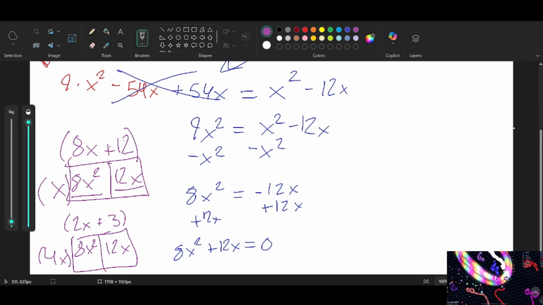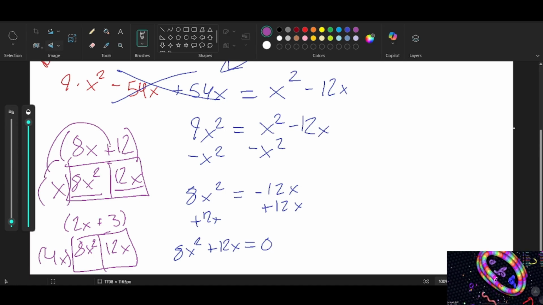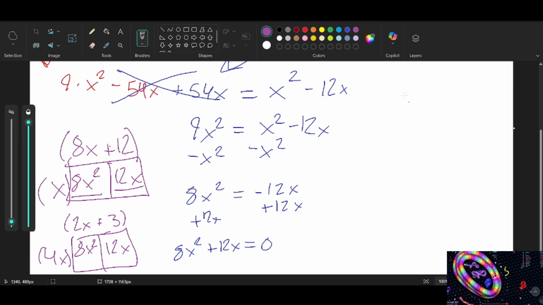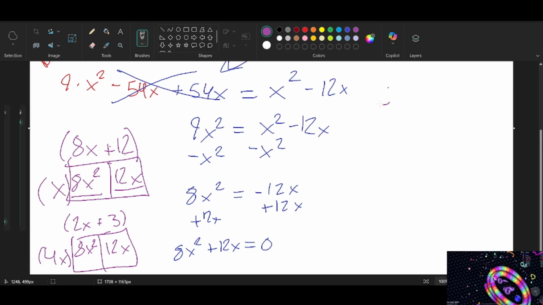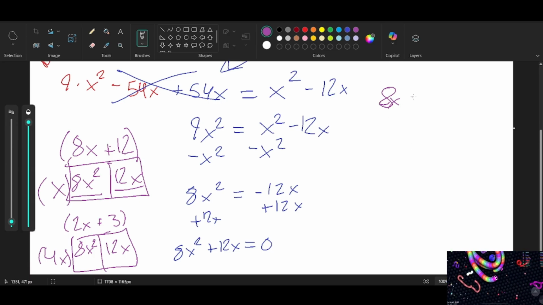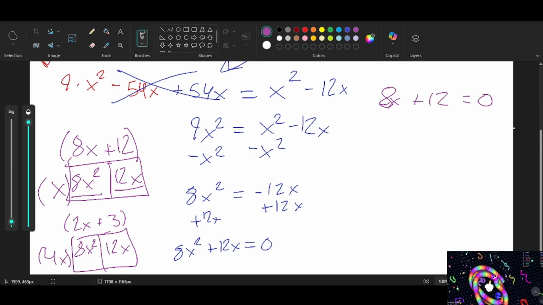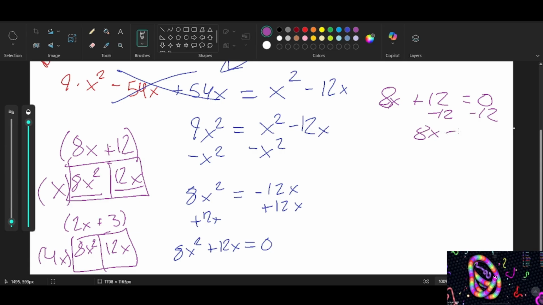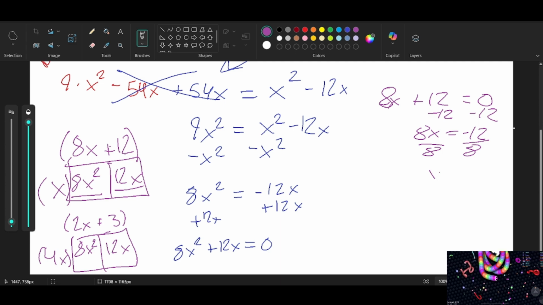So 8x plus 12 times x, x times 8x is 8x squared. x times 12 is 12x. So if I were to do that math and find what x is, I get 8x plus 12 equals 0, minus 12 on both sides. 8x equals negative 12, divide by 8, divide by 8. I get x equals negative 12 over 8, which, if you put in the calculator, is negative 1.5.